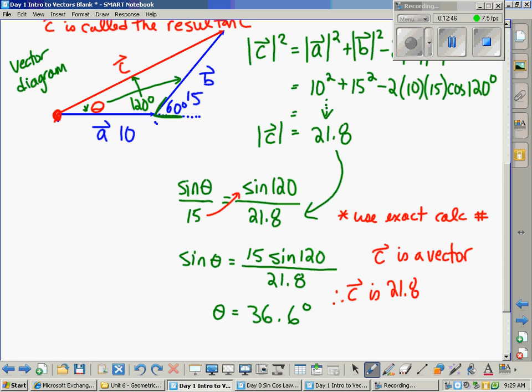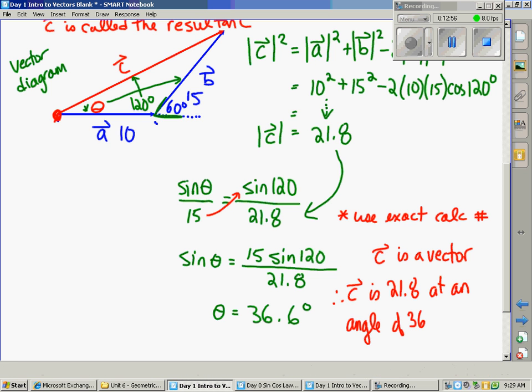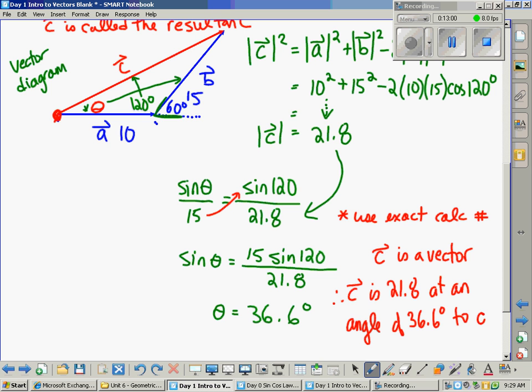And like I said, we need the 36.6 degrees. We need to know that it's relative to vector A, and you see that happening right here, relative to vector A. So this is the most important type of question. We're going to be solving all sorts of different ones like this. So these are the ones that you need to practice, using the cosine law and the sine law.